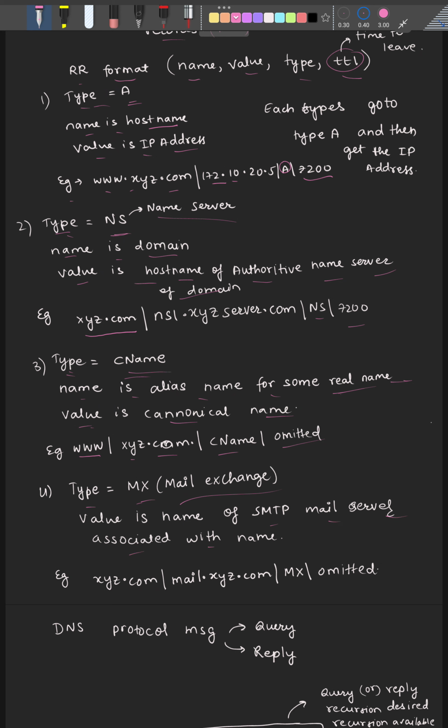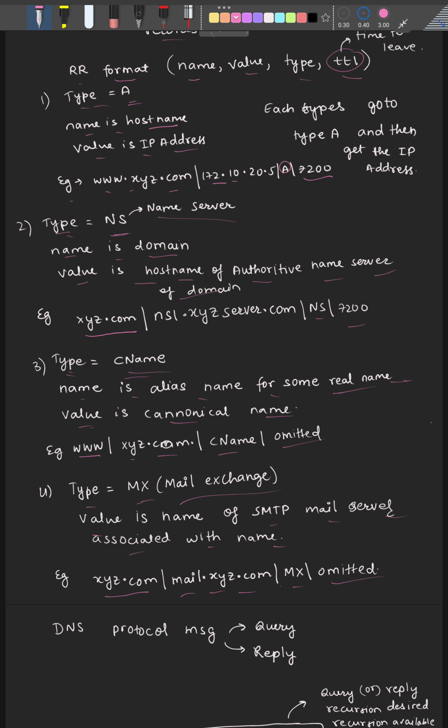And the last one is type MX, mail exchange, where the value is the name of the SMTP mail server associated with the name. Suppose the name of the mail is xyz.com, then the value will be mail.xyz.com, and the type will be MX, and the TTL here will also be omitted.